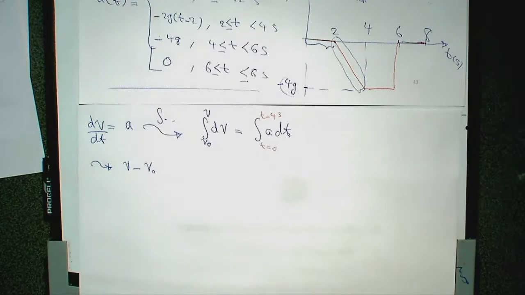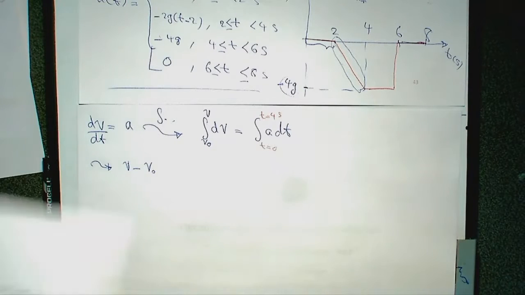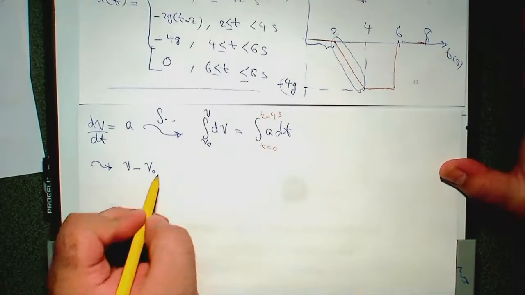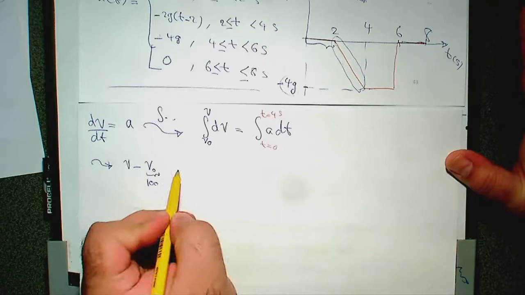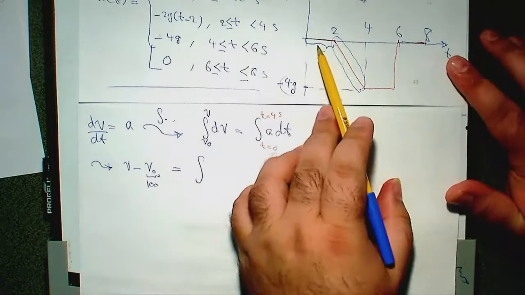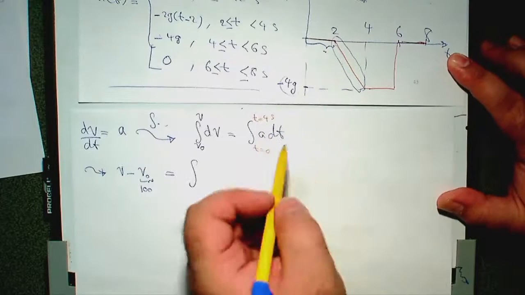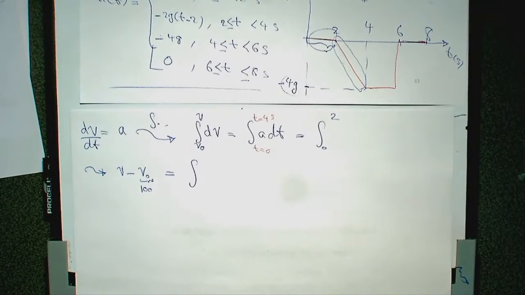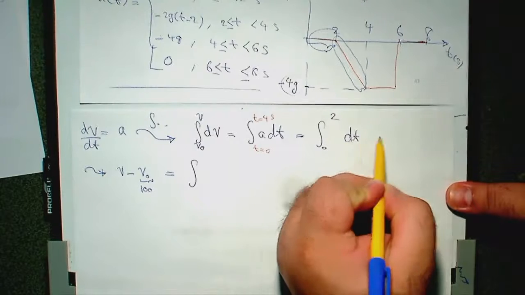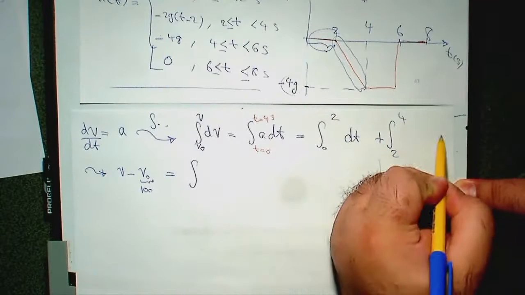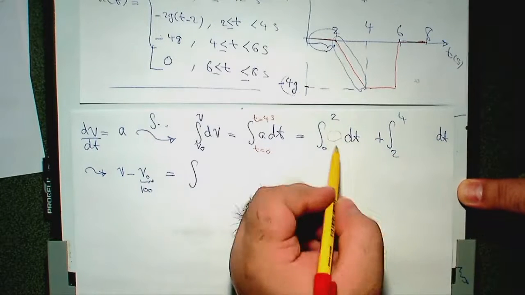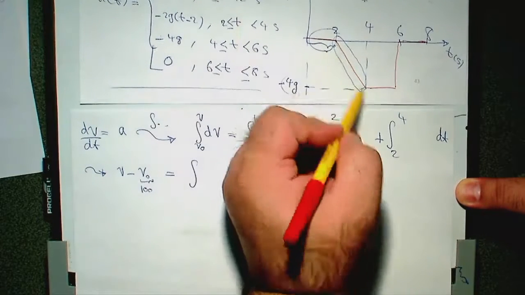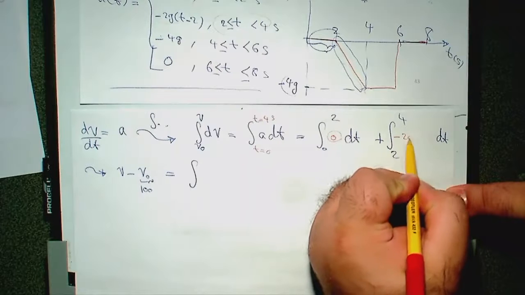what's the initial velocity of the object? Okay, because I have a piecewise equation, I have to divide this integration in two parts, yes? 0 to 2, yes? Which I know its expression is 0, dt, plus 2 to 4. What's the a for this region? 0, yes? For this region? It is this line equation.